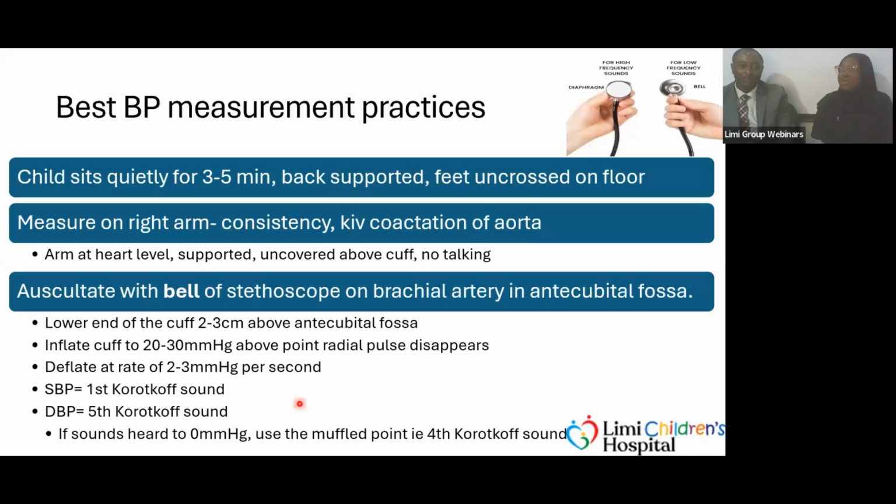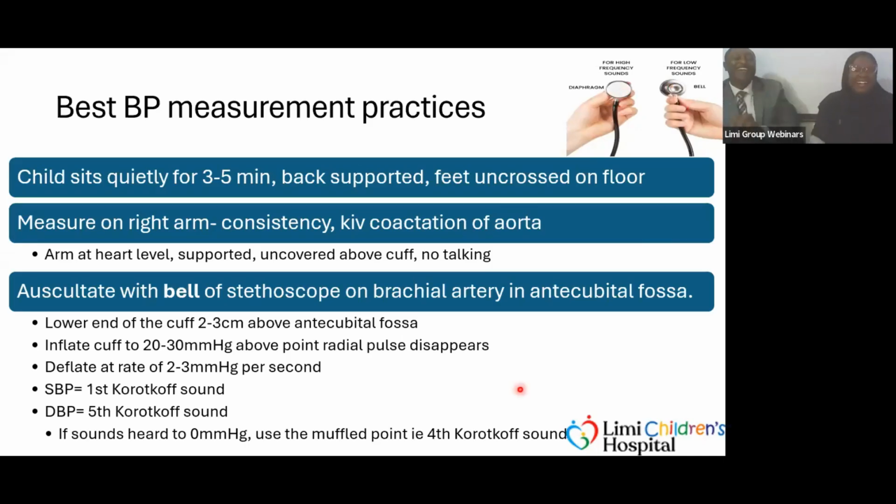Yes. Then you auscultate with the bell. Wow, the bell. So look at this picture here. This is the diaphragm of the stethoscope, whereas this is the bell. So we ask the question: for those who have measured blood pressure in children, did you use the bell or the diaphragm? Those that went to school daytime use the bell. Those that went to night school use the diaphragm.